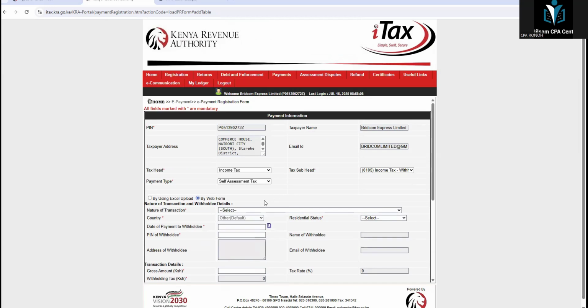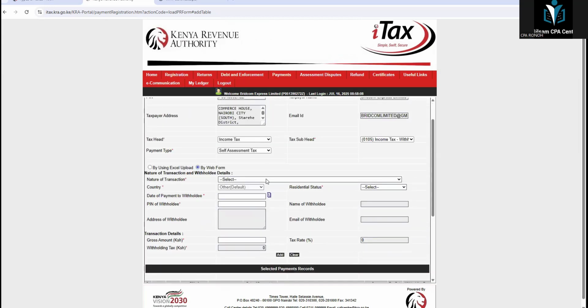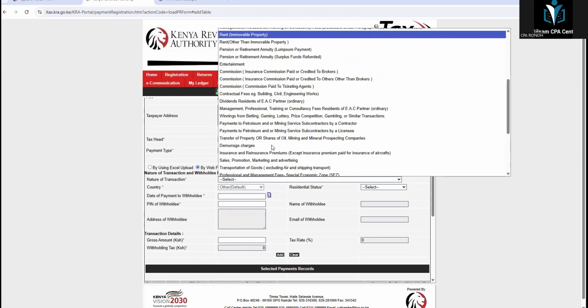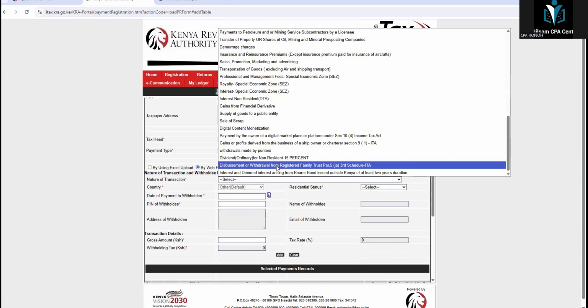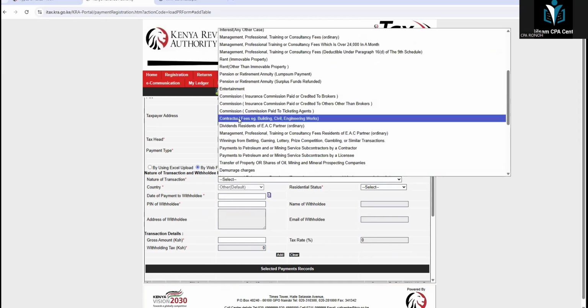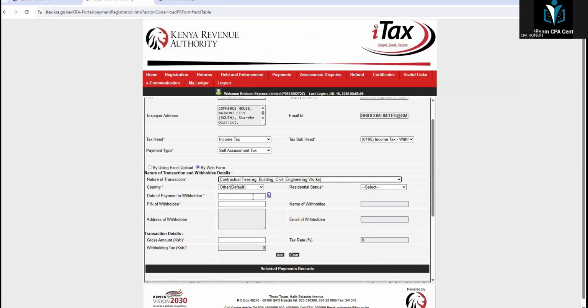If you are paying, let's say contractual, it will change here. So if you come here, you just need to search for the contractual. There are so many. Just need to check for the contractual. I can see contractual fee. Yes. So if it is contractual fee, if you put, let's say 30,000, and then put the resident here, and then date, let's choose today. You can see the 3% will pop up, the 3%.